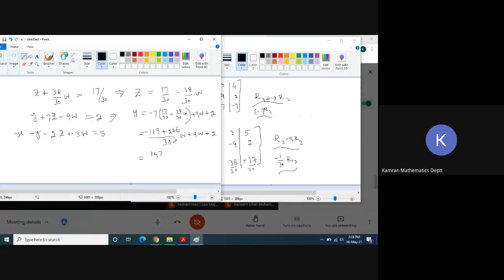And multiply, take LCM. 147 w by 30 plus 9w plus 2. So 9 into 30 is 270. 270 plus 147, 317.